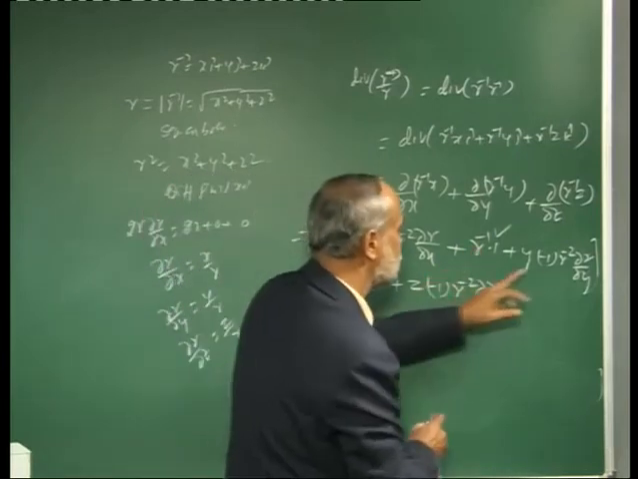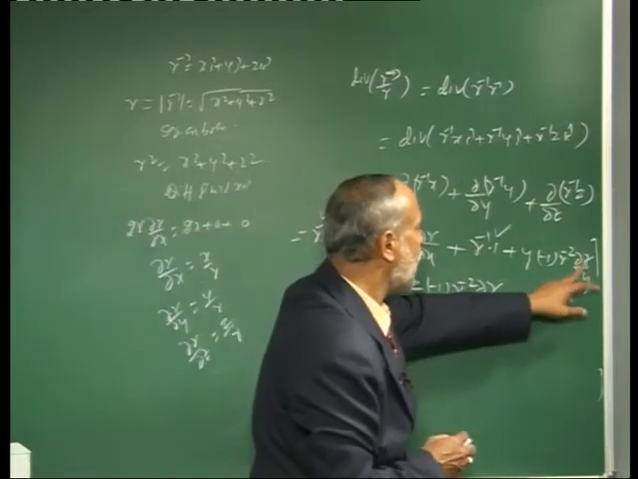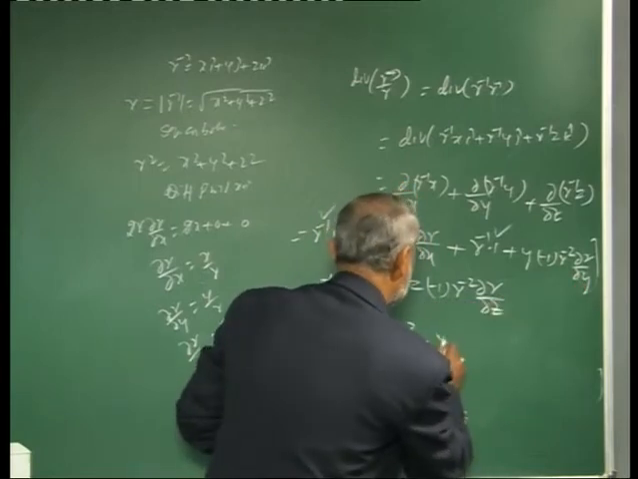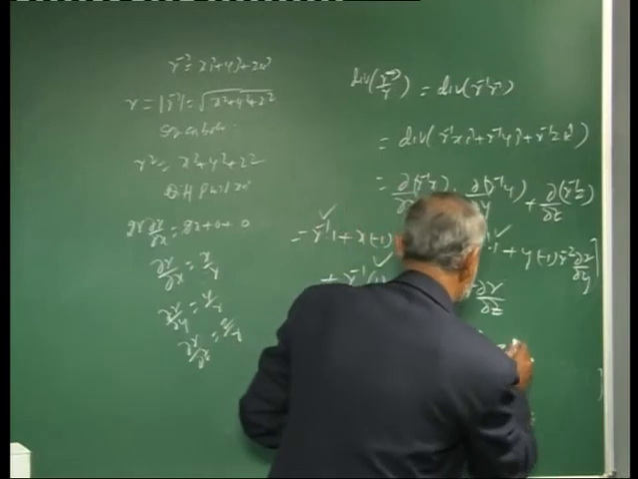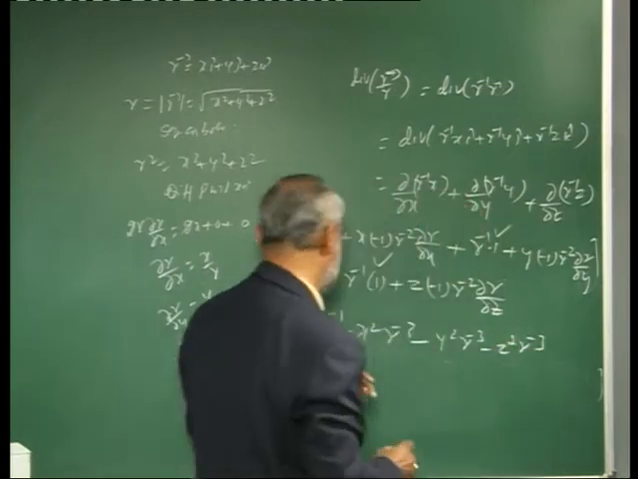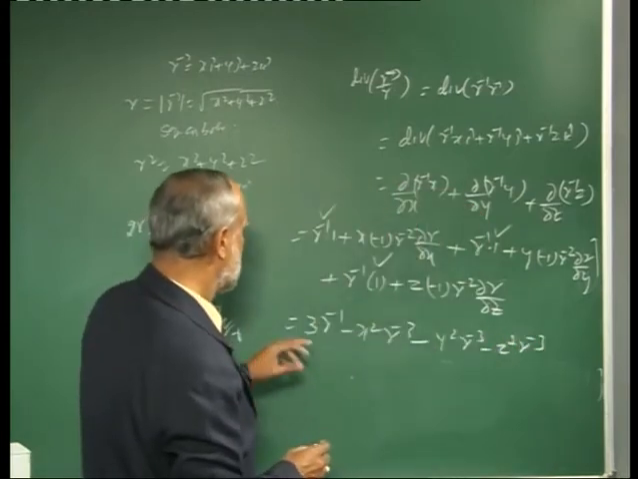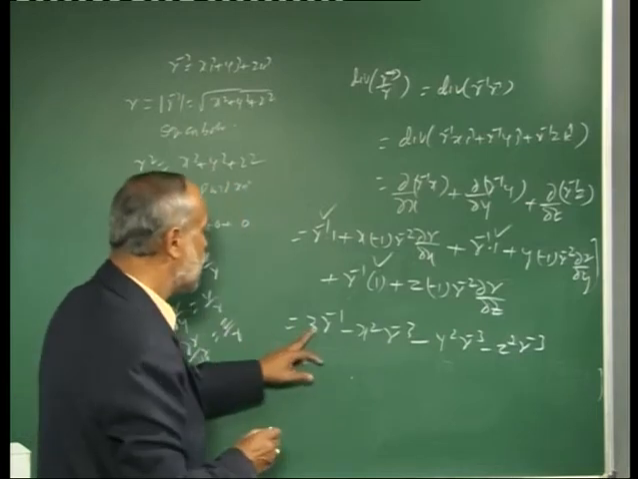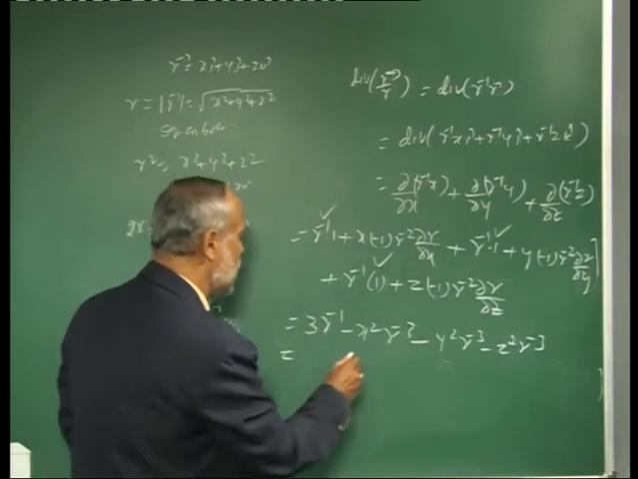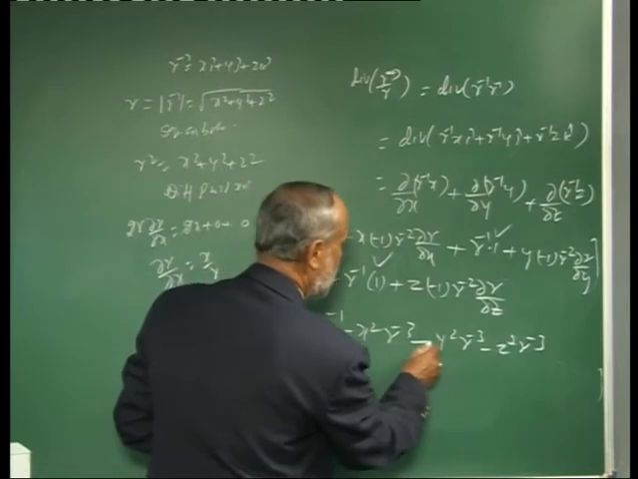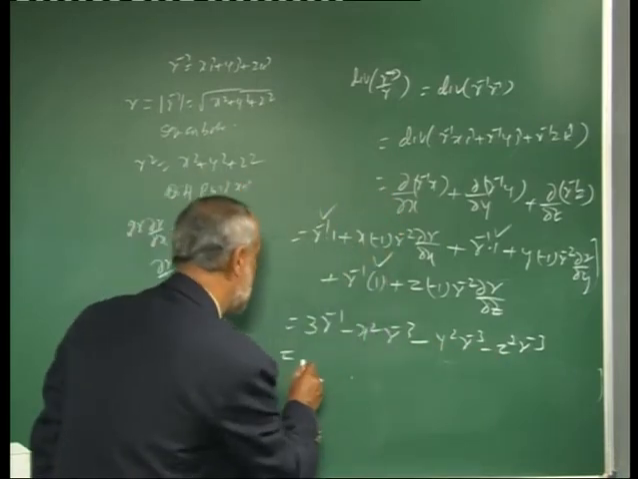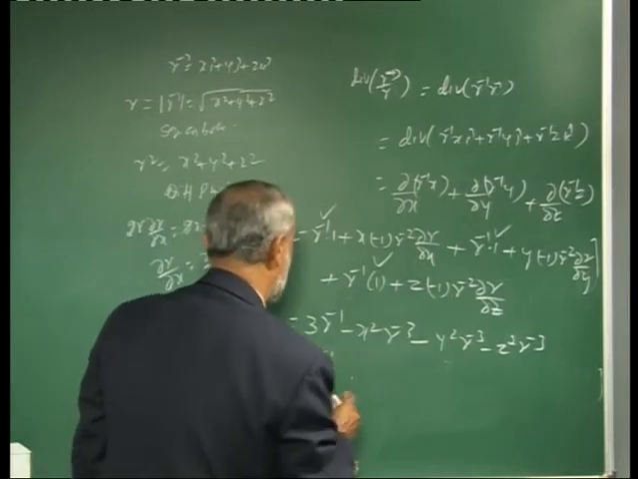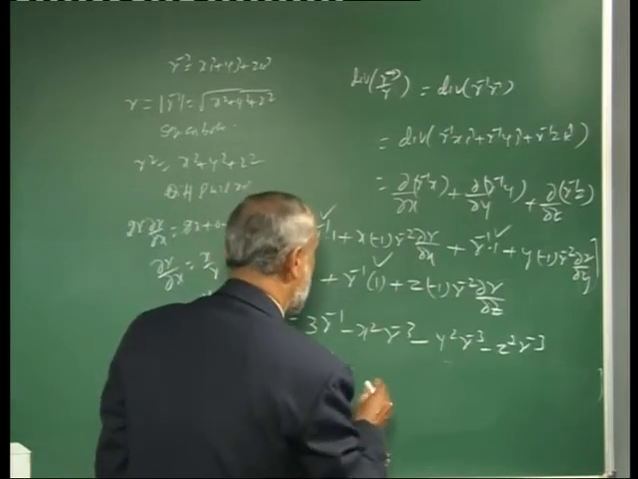Similarly, here you can substitute in place of dou r by dou y, y by r, that is y squared r to the power of minus 3. Here similarly minus z squared r to the power of minus 3 into this. This is equal to 3 r to the power of minus 1. See, here also minus r to the power of minus 3, here also minus r to the power of minus 3, here also minus r to the power of minus 3, take common. Then 3 into r to the power of minus 1 minus of, what do you get?